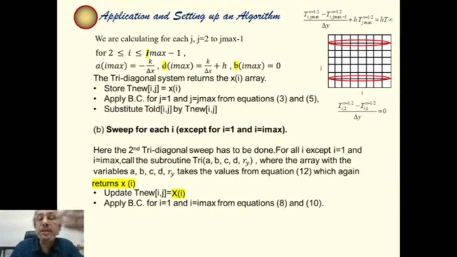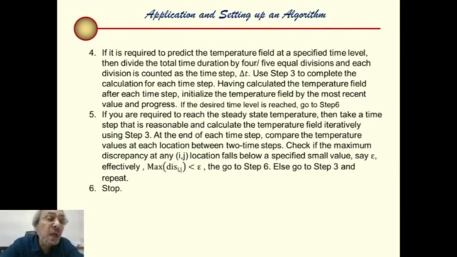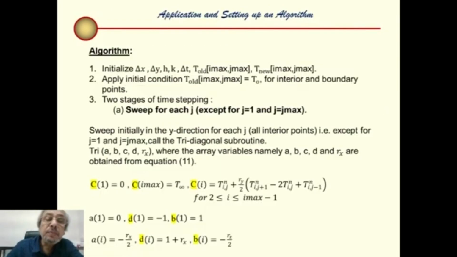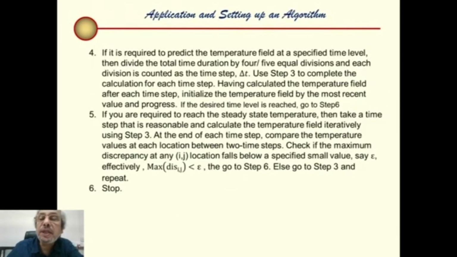We'll go to the next time step. That is how the calculation will progress. If it is required to predict the temperature field at a specified time level, then divide the total time duration by 4 or 5 equal divisions, and each division is counted as the time step, delta t. Use step 3, that means these two sweeps, j sweep and I sweep. So use step 3 to complete the calculation for each time step.